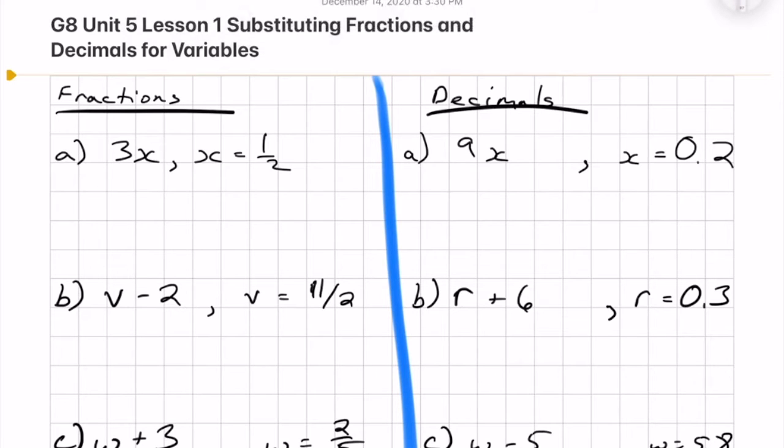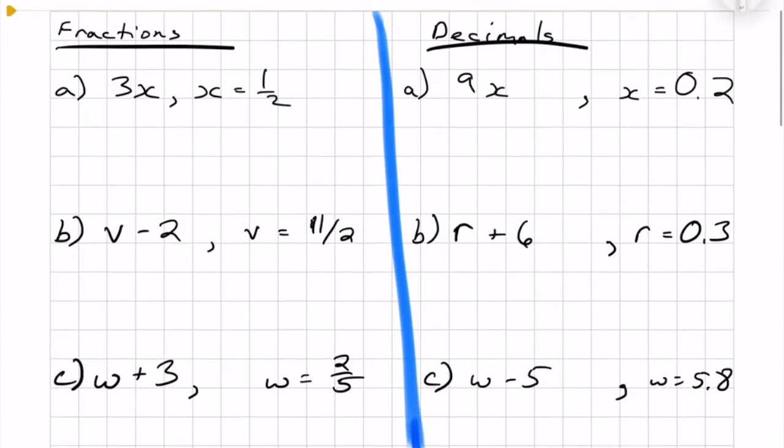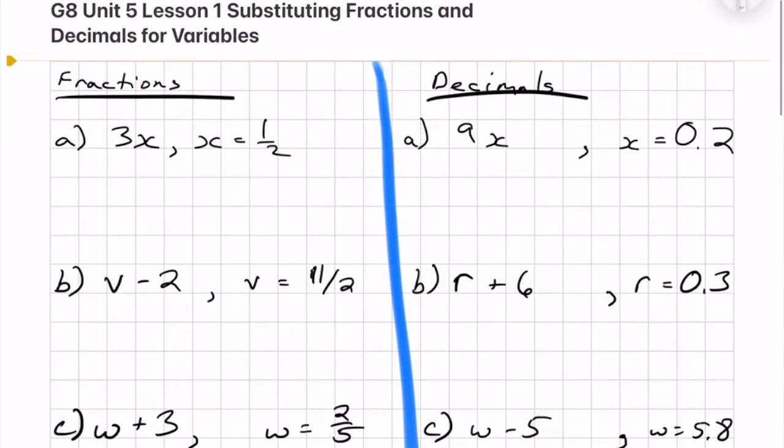Okay, so we are on a new unit. We're on unit 5, and we're looking at variables. We're moving into patterns in algebra. So we're going to be substituting fractions and decimals for variables. A variable is a letter or a symbol that we're going to be using as a placeholder for a number. So just looking at substituting for fractions and decimals here.